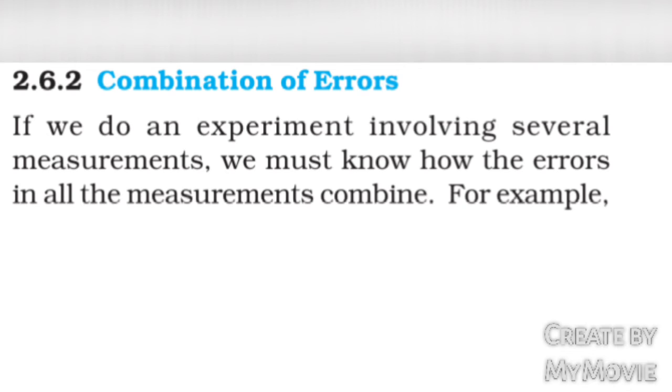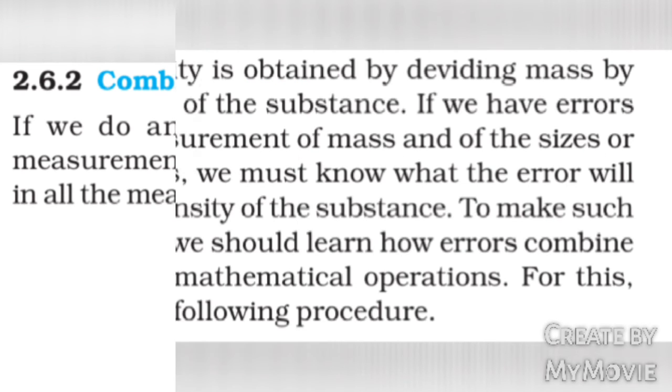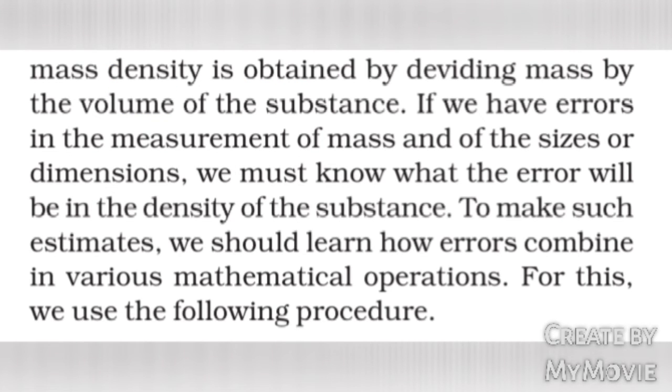Combination of errors. If we do an experiment involving several measurements, we must know how the errors in all the measurements combine. For example, mass density is obtained by dividing mass by the volume of the substance. If we have errors in the measurement of mass and of the sizes or dimensions, we must know what the errors will be in the density of the substance. To make such estimates, we should learn how errors combine in various mathematical operations. For this, we use the following procedure.